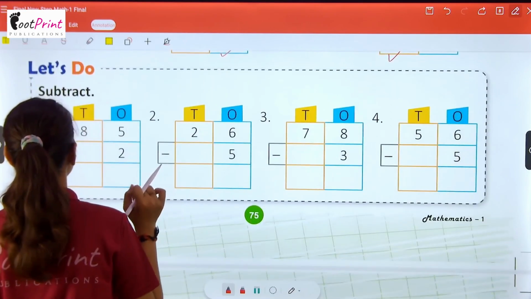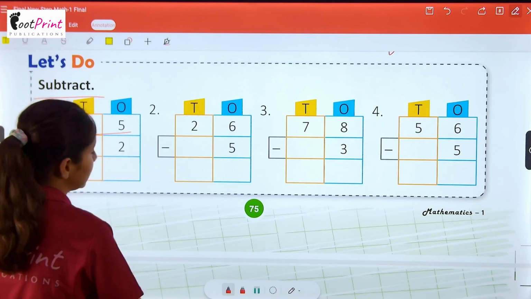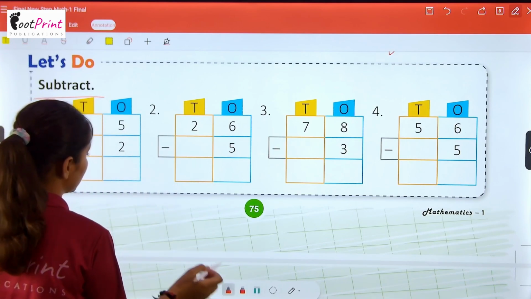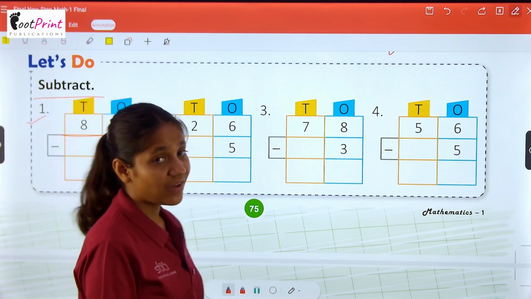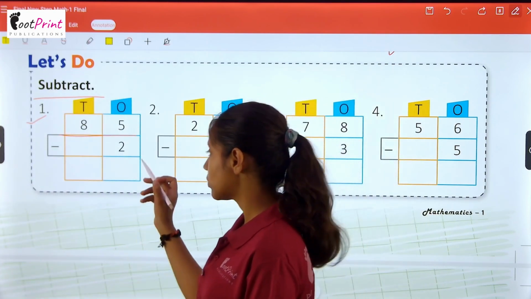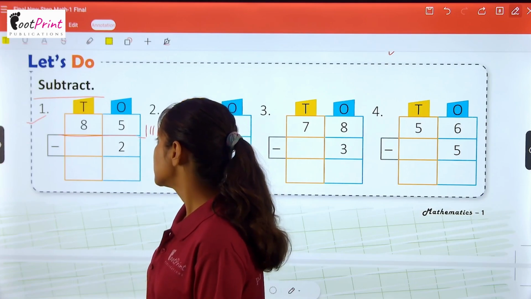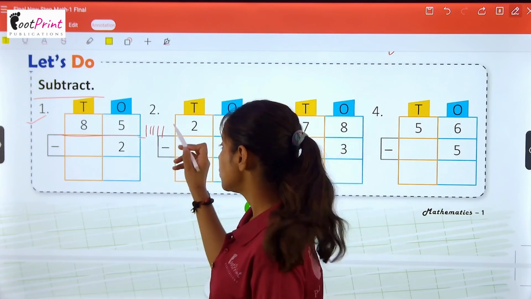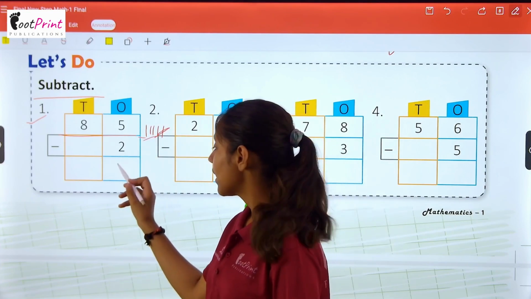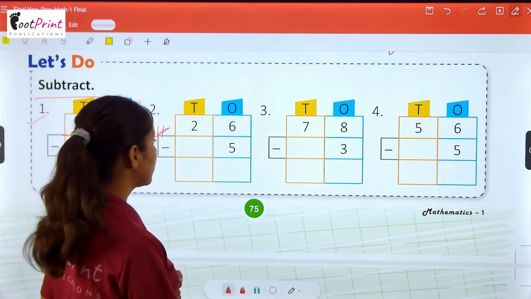Now let's do subtract. Firstly, here 85 is written and we have to subtract 2 from that. So firstly what we will do? We will do subtraction at the ones place. So 5 ones were there, 2 were taken away. So what we will do? We will write 3 at the ones place. Now 8 are there. Okay.